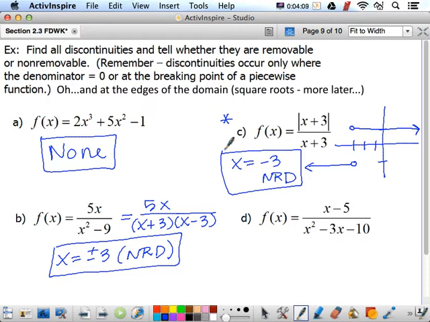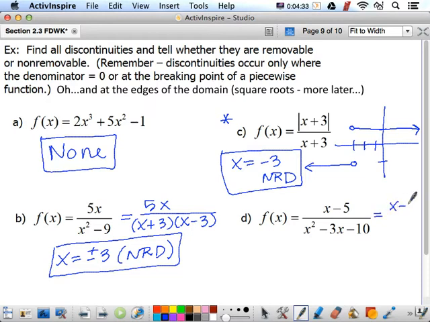And then for part D, we have f of x equals x minus 5 over x squared minus 3x minus 10. What type of function is that? Rational, yeah, it has variables in the denominator. It's a rational equation. We can study those by factoring and see what will simplify and what won't. And we can also see our restrictions better if we factor it.